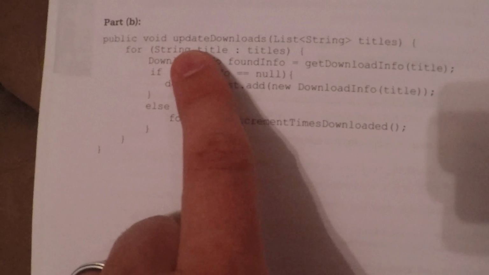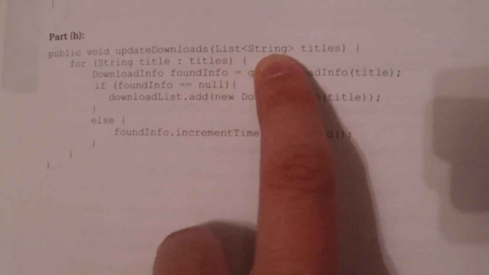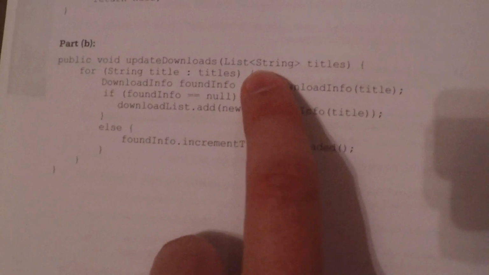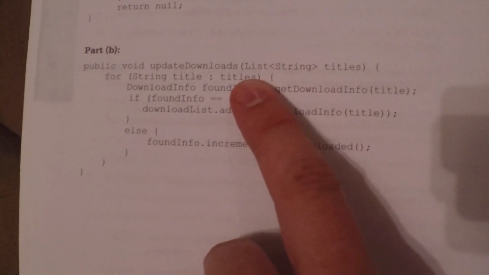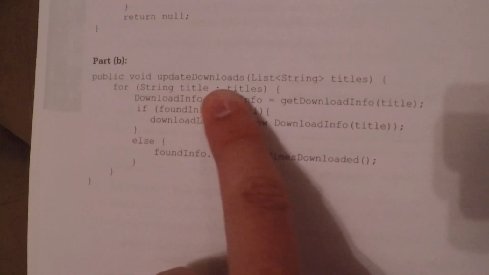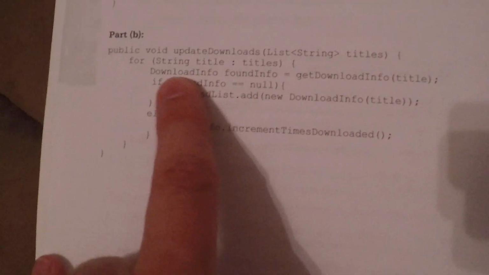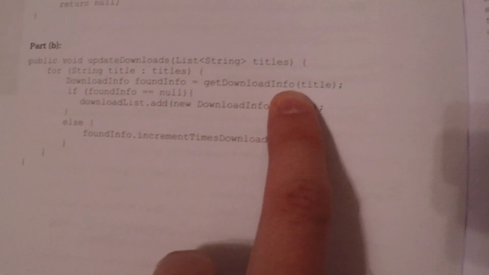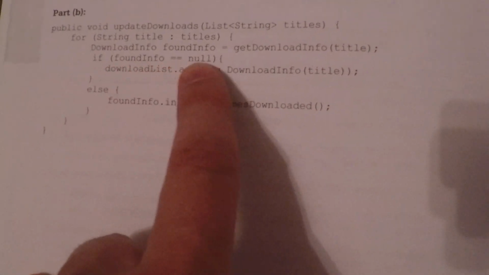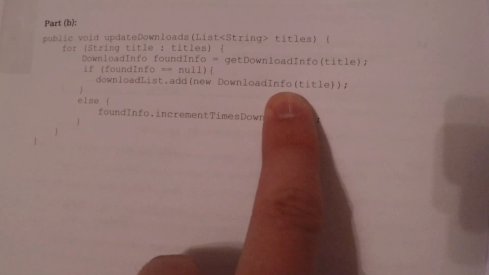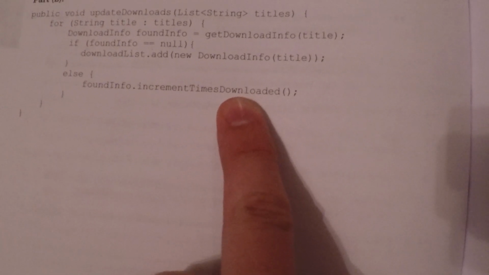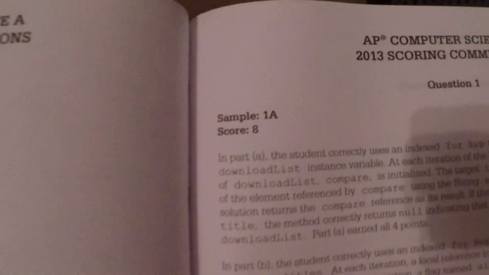Otherwise, return null. Part B, the official answer would be to updateDownloads, give yourself a String, not an ArrayList, but a more simplified one called a List, which, case in point, you cannot make an instance of. This is an interface. You can't make an instance of one, called titles. For String title, go through my titles list here. DownloadInfo found, get downloaded info, get the title. If found info equals null, add it to my list, else decrement the times you've downloaded it, how many times you've gone through. Okay, so we'll look at a couple of these.